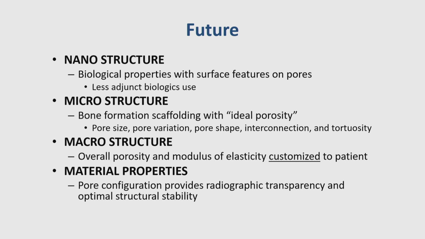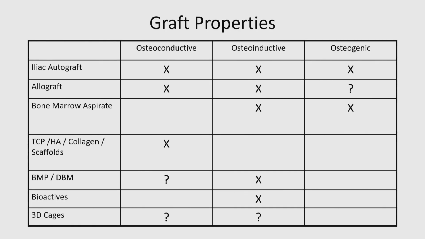Modulus of elasticity of PEEK is close to bone. Whose bone? Average bone. It varies. Every single one of you has a slightly different modulus of elasticity. We could actually do that. And finally, the material properties, which are related to pore configuration, can provide radio transparency and optimal structural stability as well. So can we now, with the new advent of grafts, with 3D grafts, provide osteoconductivity and osteoinductivity? The answer to that is it's quite possible.